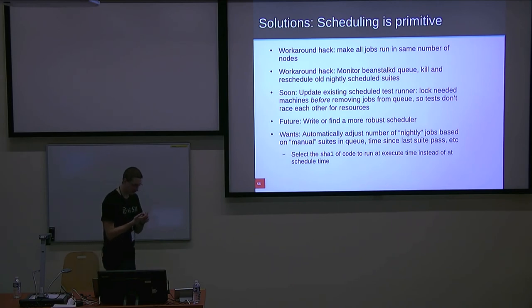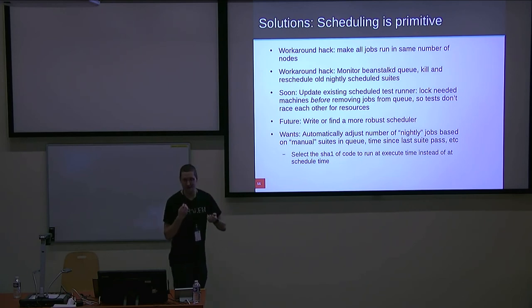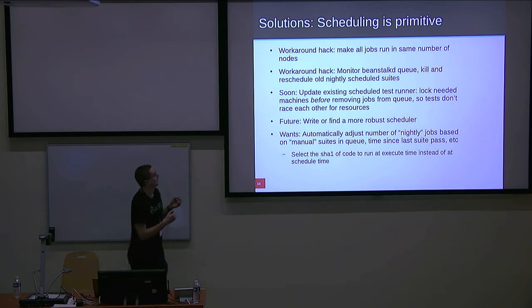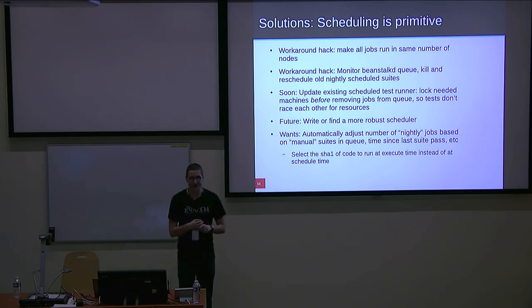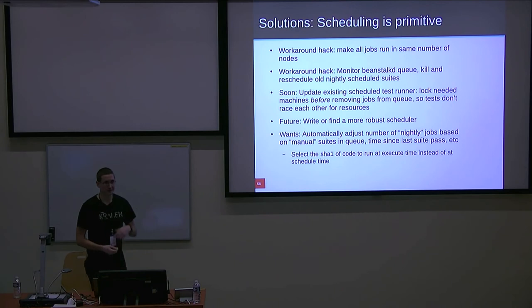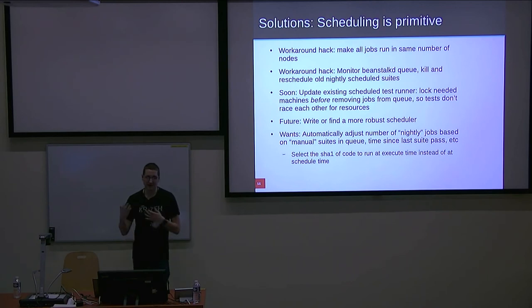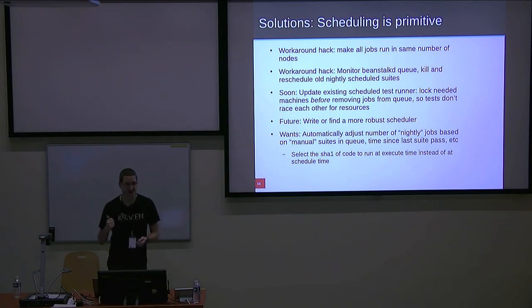So we've come up with a number of hacks, some of which have patterned themselves in our brain in ways that are pretty bad, but that we usually but not always notice. So we make all our jobs run in the same number of nodes at this point so that they actually run. But that means we're restricted to jobs that run in the same number of nodes, and sometimes we forget that when we're talking about what our coverage is actually like. We have people in our QA team who monitor the queue and say, oh, we've got 7,000 jobs running and 5,500 or 7,000 jobs queued up, and 6,000 of them are nightlies that are more than 3 days old, so we're just going to kill those.